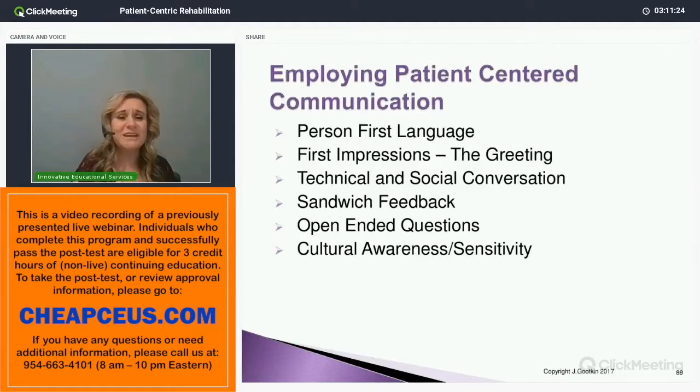There's been a lot of research that says the best way to start developing that therapeutic bond right from the get-go is to shake a hand, introduce yourself, and confirm the person's name. Use their name when you talk to them.